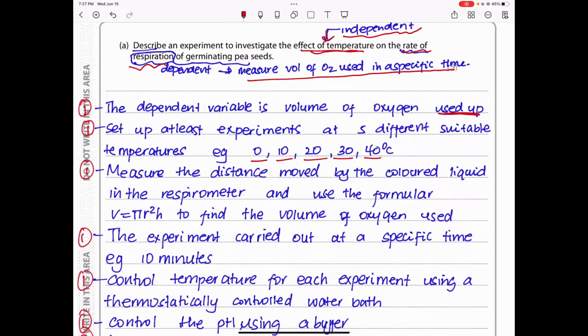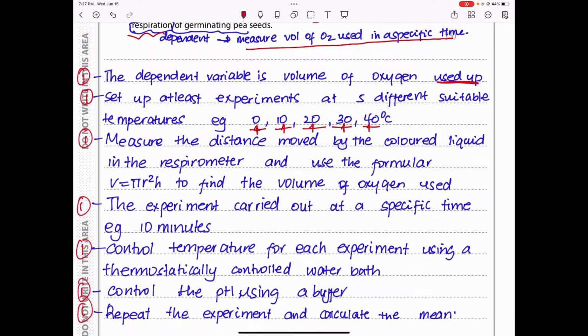We will set up 5 different experiments at 5 different temperatures. I chose 0, 10, 20, 30, and 40. Then we will look at the respirometer and observe the distance moved by the colored liquid. As the oxygen is being used up, the colored liquid is going to move forward in the respirometer, and then we will use this formula: volume is pi r squared L. Sometimes they say l in the XML H to find the volume of oxygen within the tube. You could use this, or you could use the refill method I've already described.